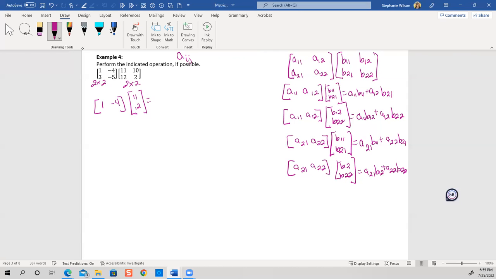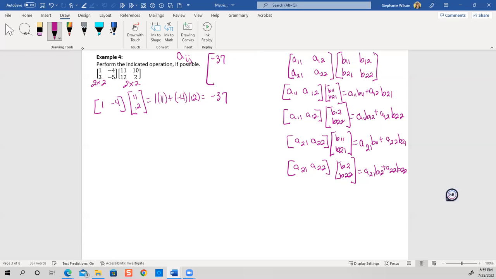Okay, so that's what we're going to do. This is a good notation if this will help you. So row 1 times column 1. I got 1 times 11 plus -4 times 12. So now what is that? 11 is positive 11. Negative and positive gives me -4 times 12, and that gives me -37. Where does that go? Well, it's going to go here.